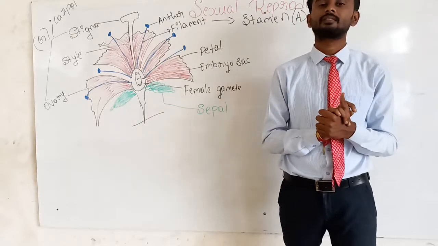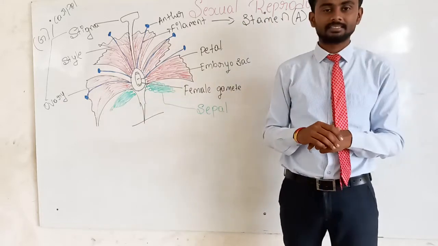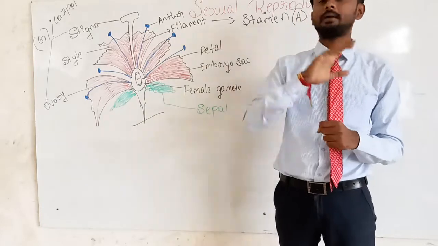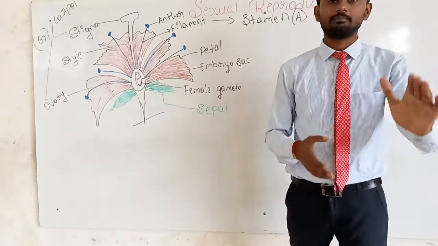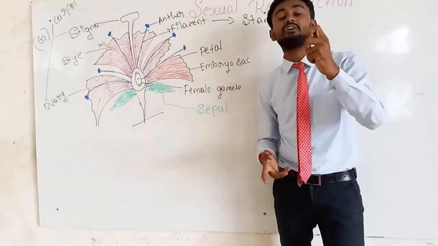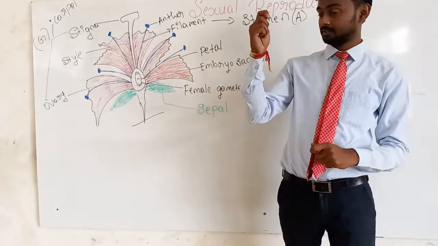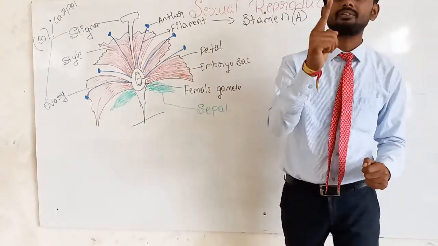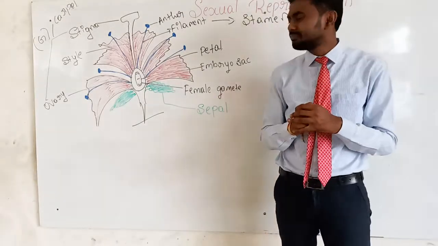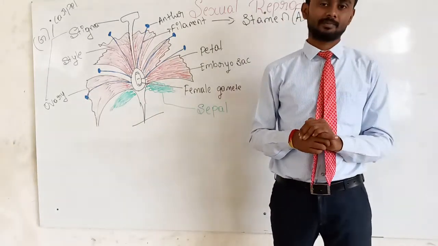Clear all of you? If a flower has only male gametes, that is a unisexual flower. If a flower has only female gametes, that is also a unisexual flower. That means in unisexual flowers only a single type of gamete is present. That type of plants are known as unisexual plants or unisexual flowers.